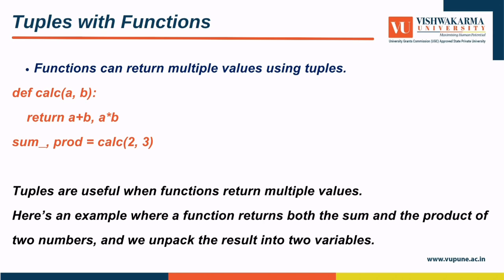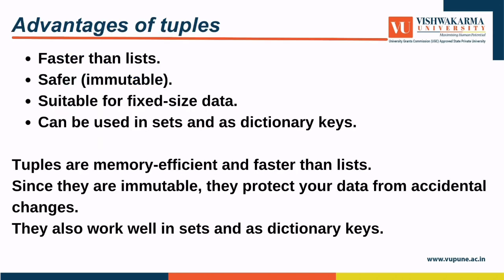Now we will see the advantages of tuples: faster than lists, safer, immutable, suitable for fixed-size data, can be used in sets and as a dictionary key. Tuples are memory efficient and faster than lists. Since they are immutable, they protect the data from accidental changes. They also work well in sets and as a dictionary key. These were all the examples and the advantages of tuples.